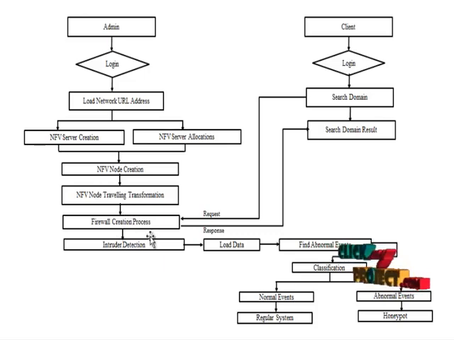In the firewall process, the client will log in and search a domain in a search engine. The request will come to the firewall, and then the response will go to the client, who checks the domain result. Then intrusion detection will load data and find abnormal events. Then classification will classify normal events and abnormal events. Normal events go to the regular system, and abnormal events go to the honeypot system.